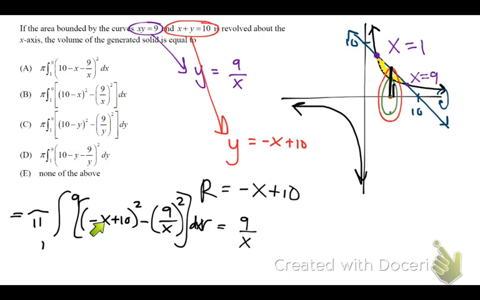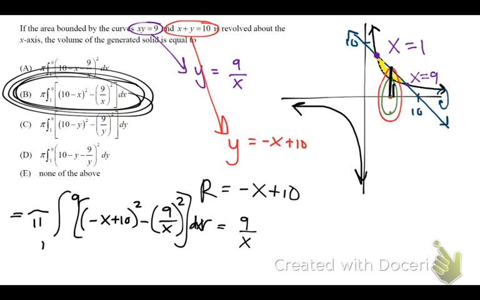So negative x plus 10 quantity squared minus 9 over x quantity squared, I believe that would be answer choice B. So B is the correct answer for that one. All right, let's move on to the next one.